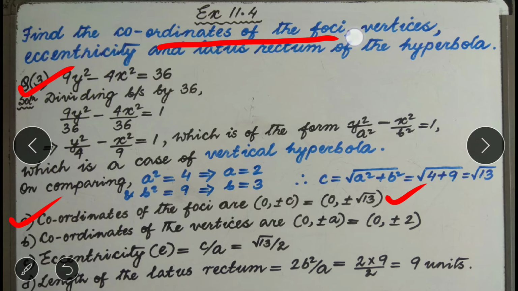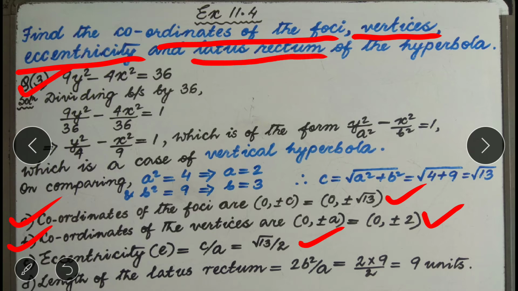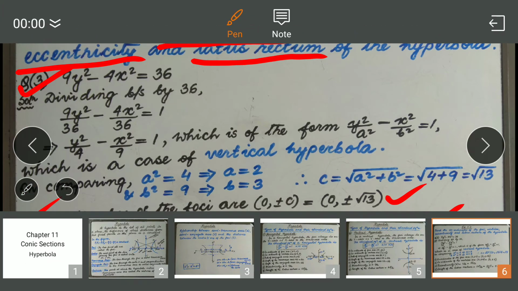Again we go back to the question. Vertices is asked, so point number B. Coordinates of the vertices are 0, plus minus a. We put the value of a, plus minus 2. Third, from the question, eccentricity. So number C, eccentricity e equals c by a. We put the values of c and a: root 13 by 2. And lastly, what is asked in the question? Length of the latus rectum, which is 2b square by a. We put the values of b and a and ultimately we get 9 units.